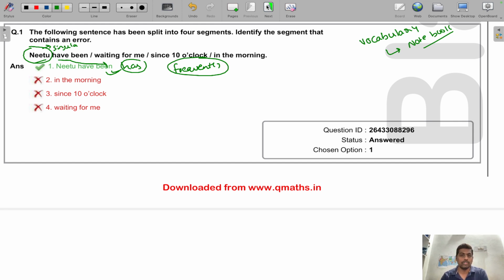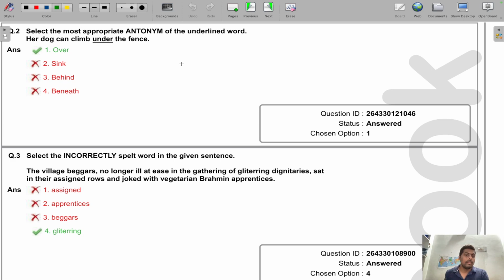Let us go to the next question. They are asking what is the antonym of under. This is a very common thing, guys. Under means below, so over means above, so obviously the answer will be over. And in prepositions, you might come to know what the difference is between on, above and over. Let me clear that difference, guys.